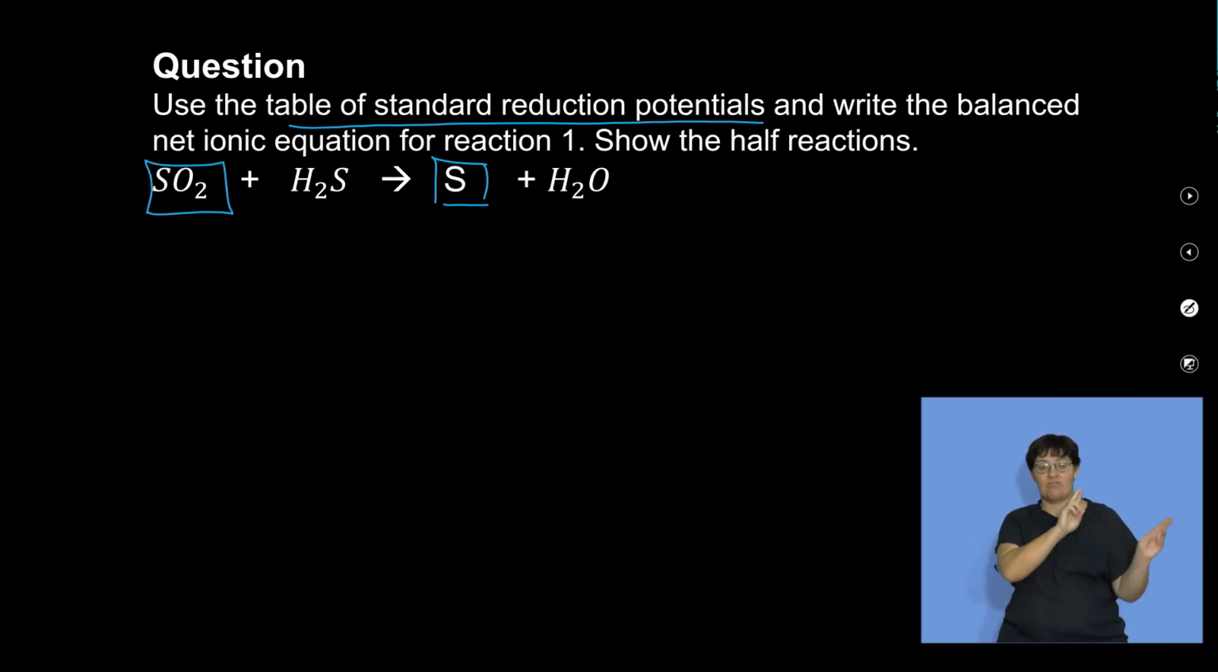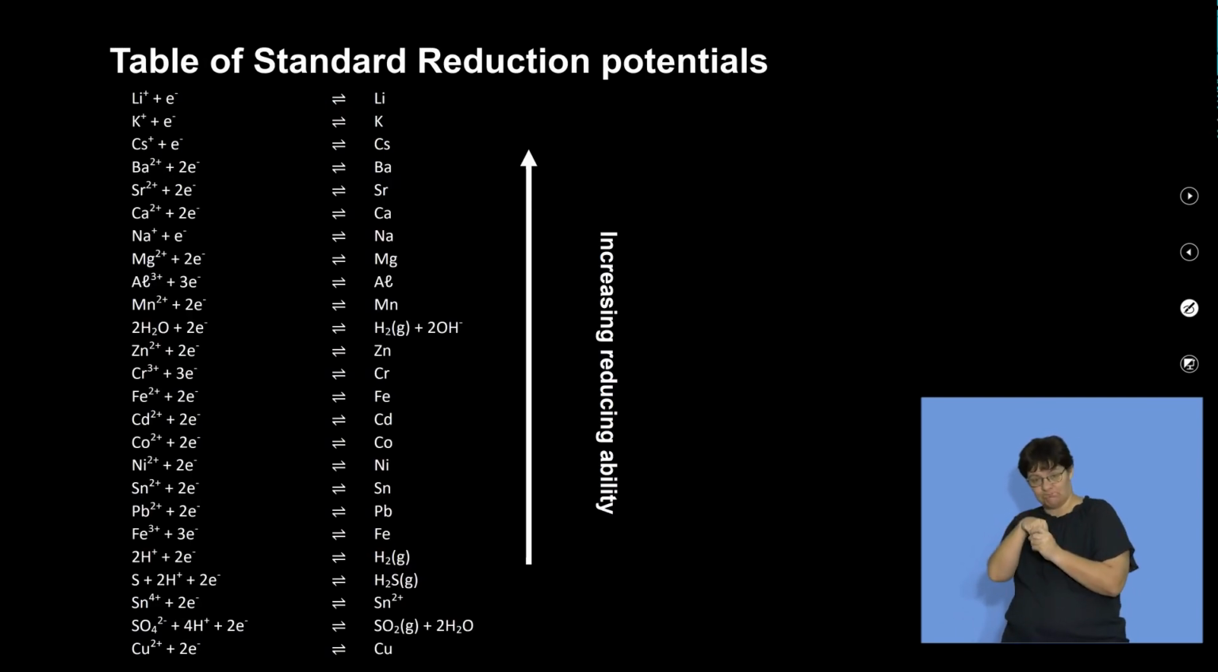So this is the overall reaction. So this is the net ionic reaction. The question wants us to use the table of standard reduction potentials to determine which equation we are going to use. We need to go back to our table of standard reduction potentials and identify the relevant one.